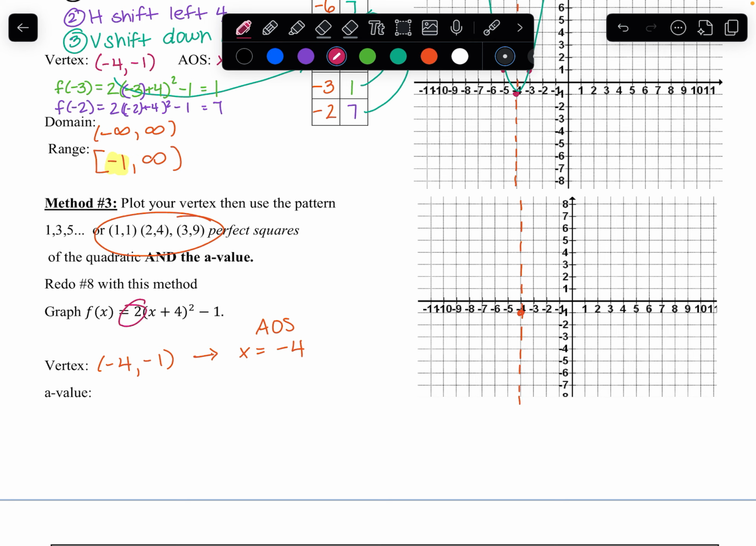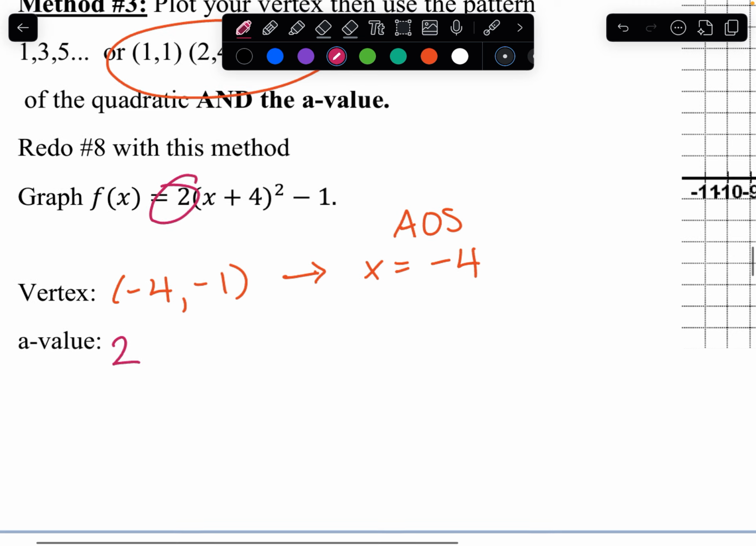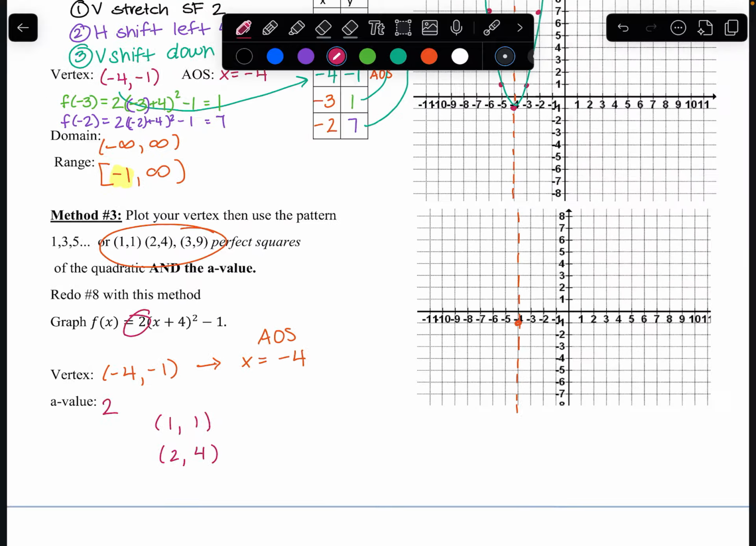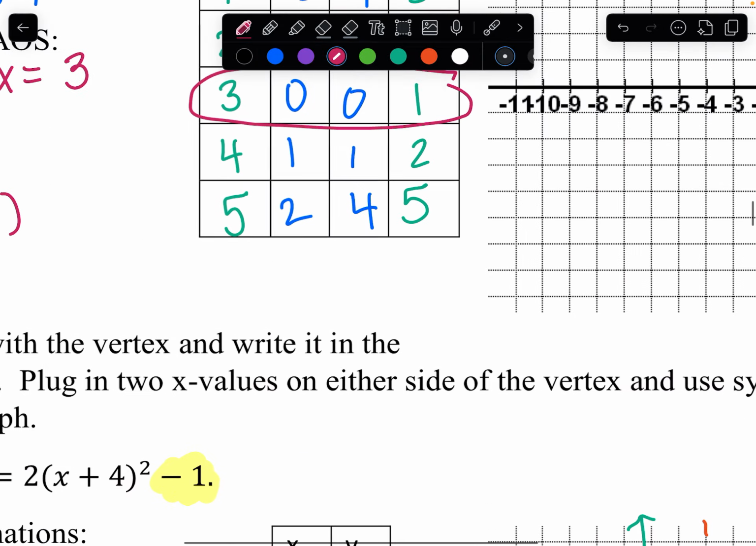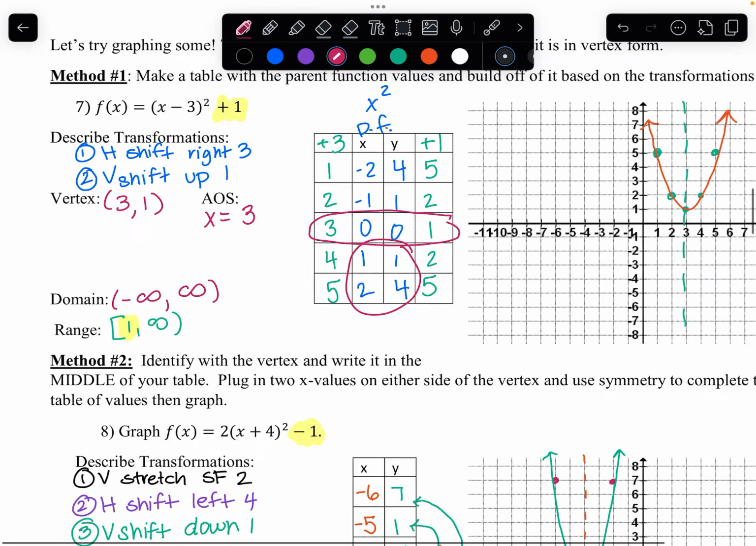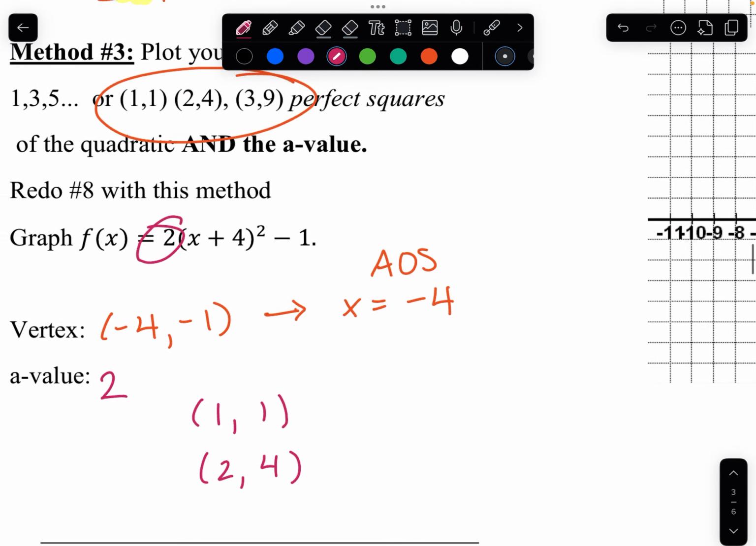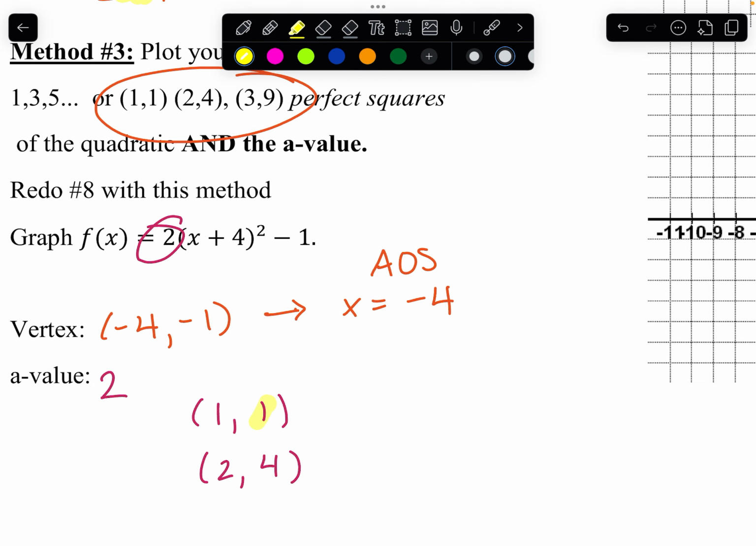Our a value is 2. So what you do is you take your two perfect squares. This is coming from your parent function value. It's coming from the 2 points below your parent function, okay? And what you do is you multiply the y values, just the y values, by that a value. So we're going to multiply by 2.